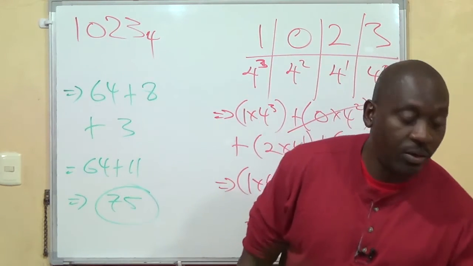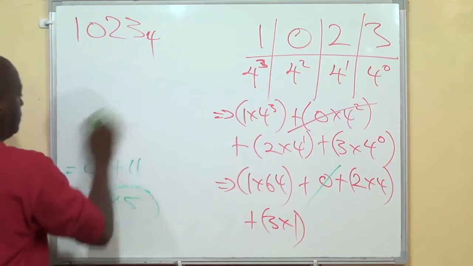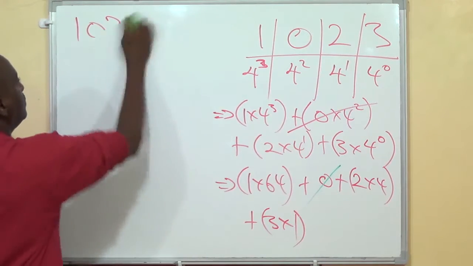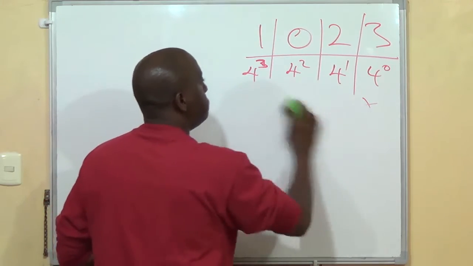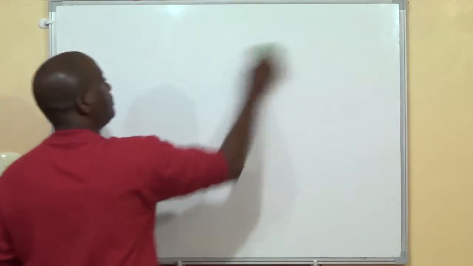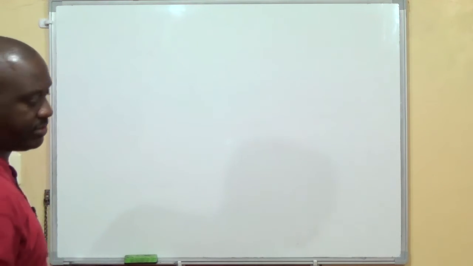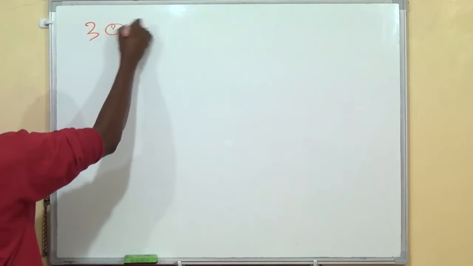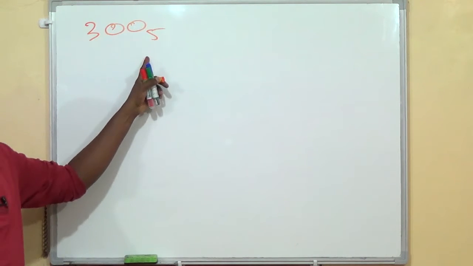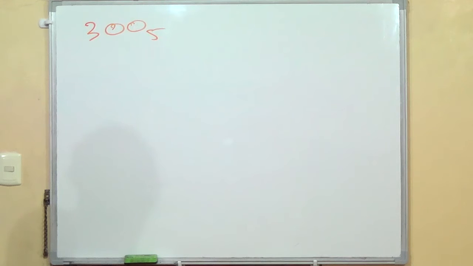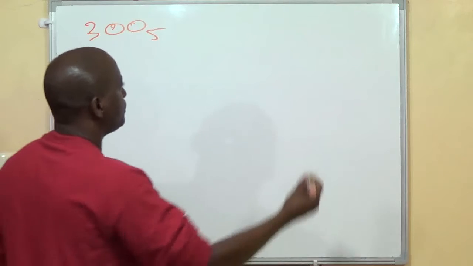So we're going to do the same thing now for base 5. So in base 5, the 75, hold on, let me rub this off in totality here now. In base 5, the 75 was 300. So 300 in base 5, and we want to convert that back to base 10. Alright, so again, we go 300.